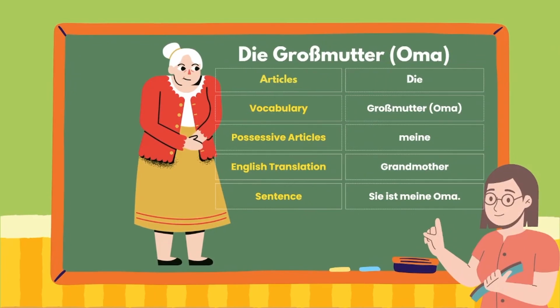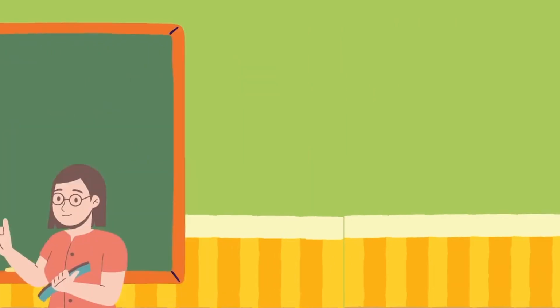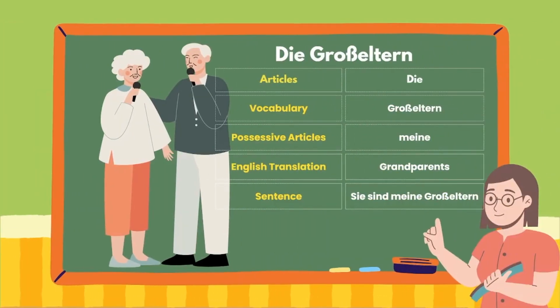So for Großmutter, the article is die Großmutter and the possessive article is meine. If I have to say she is my grandmother, I would say Sie ist meine Oma or Sie ist meine Großmutter.